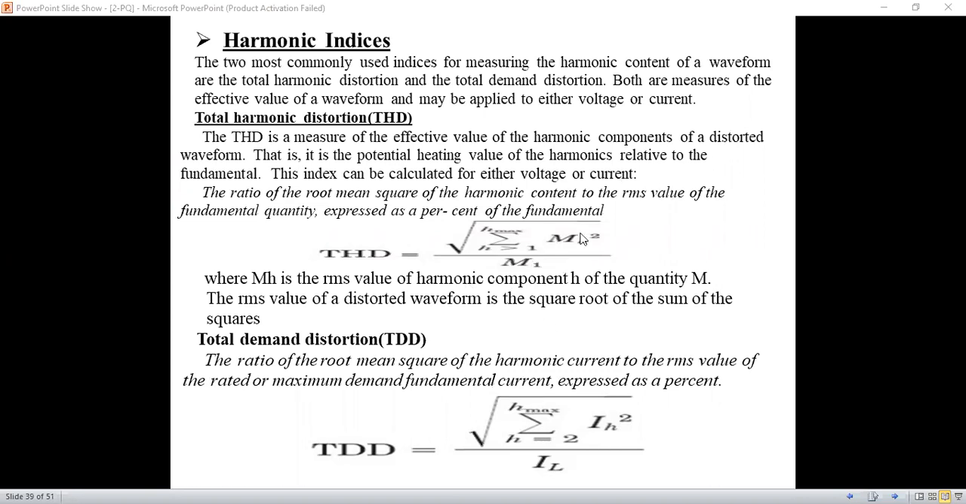This is the ratio of the RMS value of the harmonic content to the RMS value of the fundamental quantity. TDD, total demand distortion, is the ratio of the RMS value of the harmonic current to the maximum or rated current. This index is used for the harmonic current. THD, total harmonic distortion, we use for voltage harmonics.